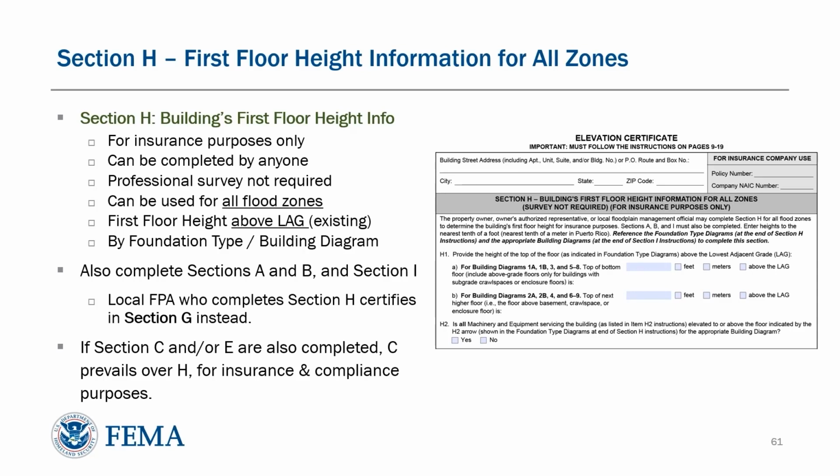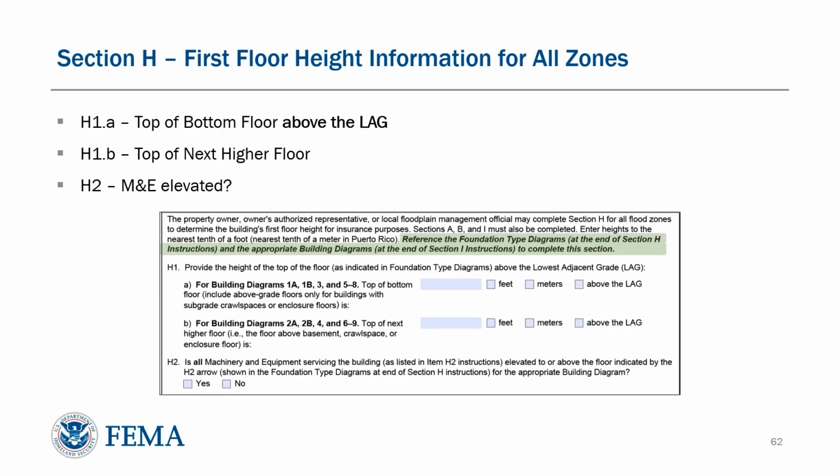But if Section C is completed, it will prevail over Section H for insurance rating purposes and for floodplain management compliance. There are 3 questions in Section H. The first, H1A, is for the top of the bottom floor that is at or above the lowest adjacent grade. This is similar to the bottom floor in C2A, except that it won't apply when it's below grade.